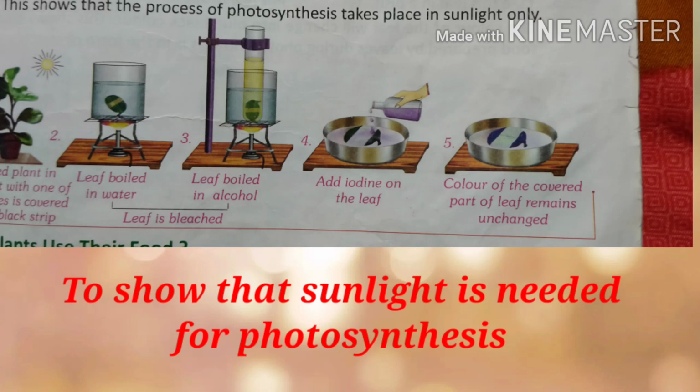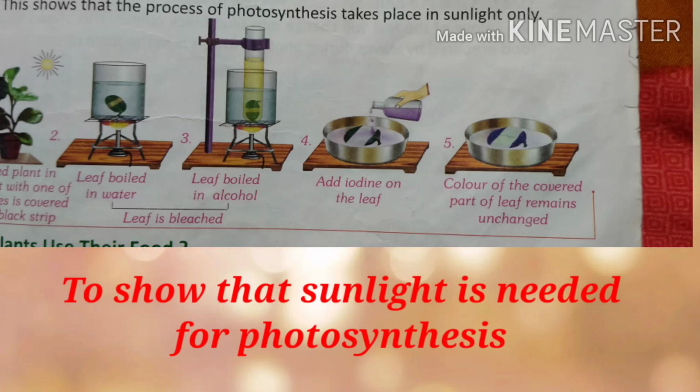So firstly, take a potted plant and leave it in a shade for 24 hours. After that, cover one of its leaves with a black strip. Okay, now again keep the potted plant in the sunlight. Okay, and pluck the covered leaf. As I told you, cover one leaf with a black strip.